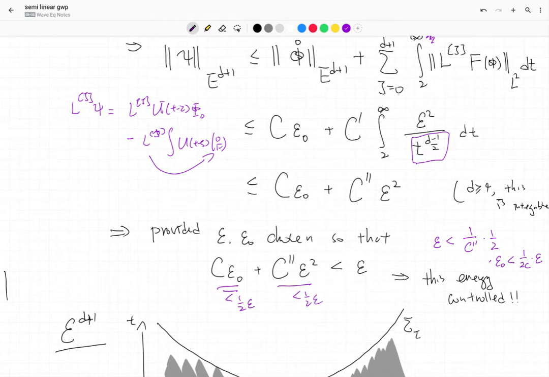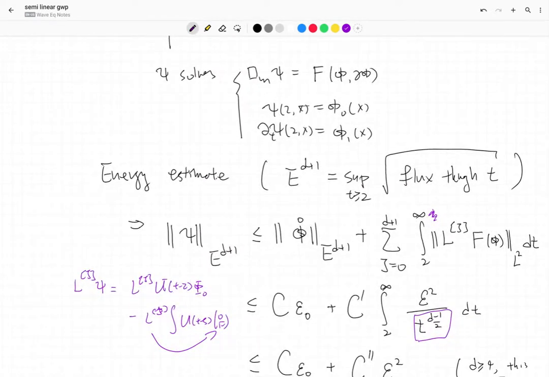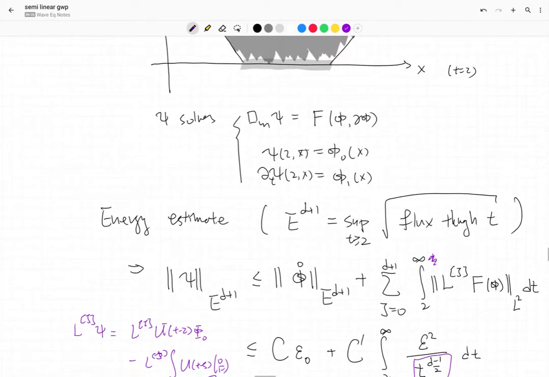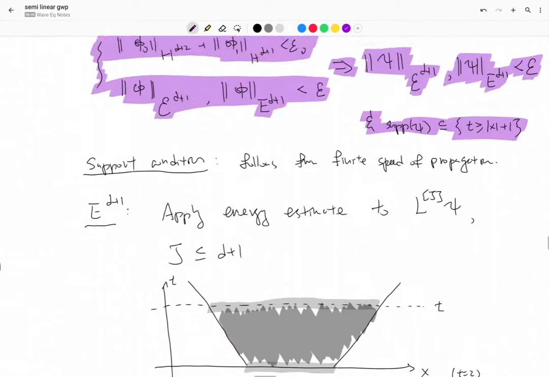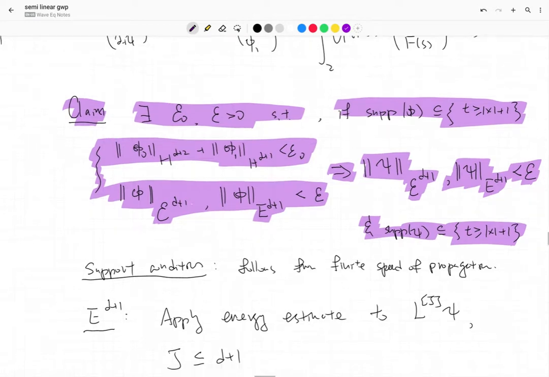Okay, so basically, given the constants c double prime and c, we can choose epsilon naught such that this inequality is satisfied, and this will guarantee that c measured in the ED plus 1 norm is going to be less than epsilon, and so this will prove one of the two statements that we have here. Okay, so now we're going to next tackle the curly E norm.